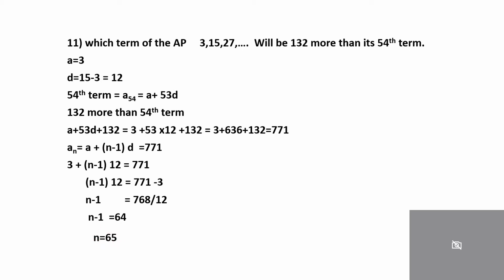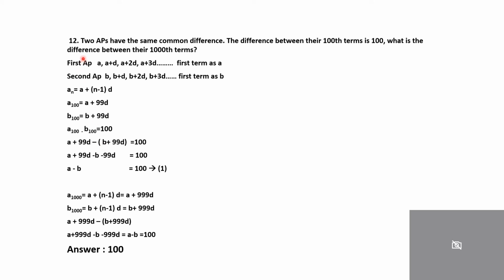That is the answer. Now see, two APs have the same common difference. The difference between their 100th terms is 100. What is the difference between their 1000th terms? I am going to take the first AP as a plus d, a plus 2d, a plus 3d, like that, with first term a, and the second AP as b plus d, b plus 2d, b plus 3d, with first term b. You know an equals a plus n minus 1 into d. So a100 will be a plus 99d. b100 will be b plus 99d.